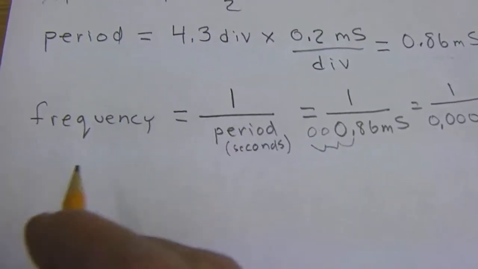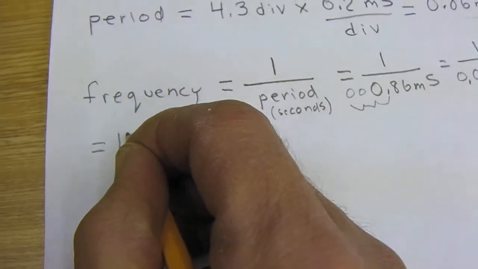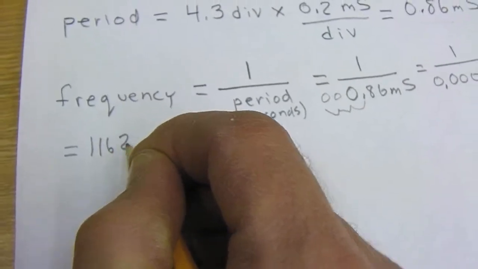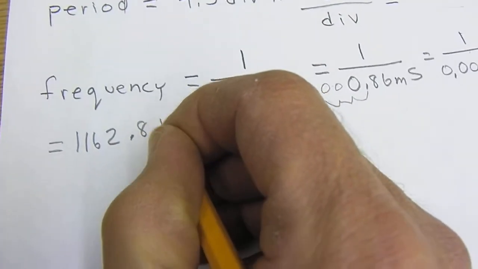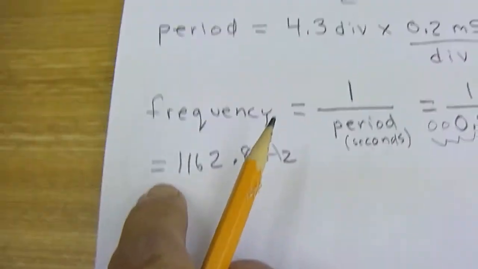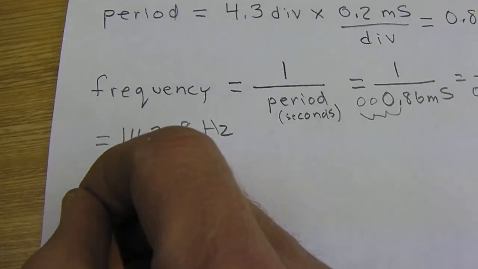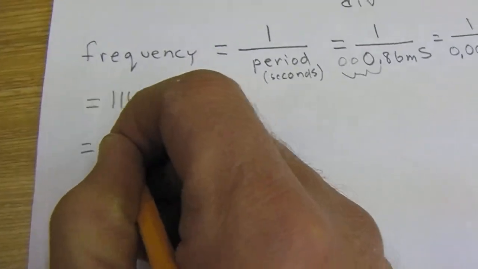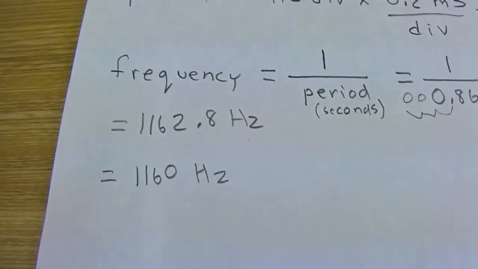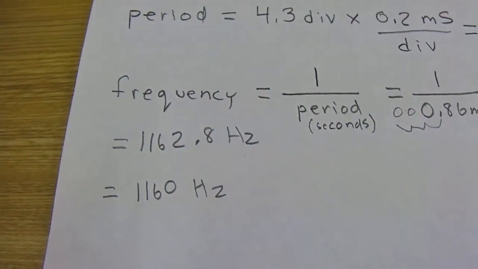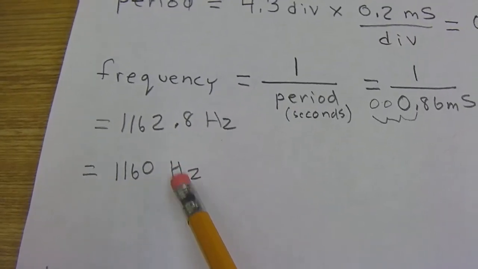So our frequency then is equal to 1,162.8 hertz. Now we're really not measuring it that accurately, not at all. In fact, I'd just round that off to 1,160 hertz, and that's probably still being very generous as far as accuracy goes. Hertz is another name for cycles per second, by the way.